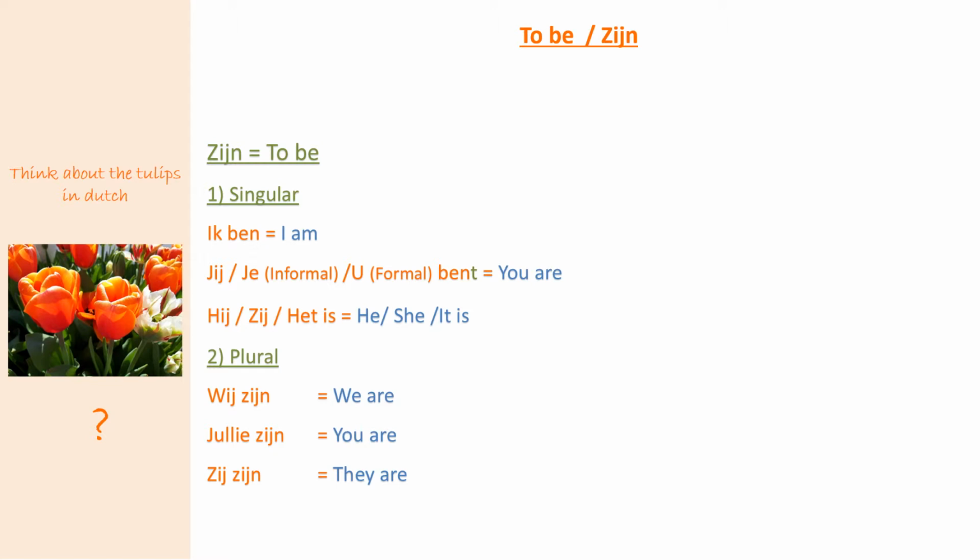Hij, zij, het is. He, she, it is. For the plural, wij zijn. We are. Jullie zijn. You are. Zij zijn. They are.